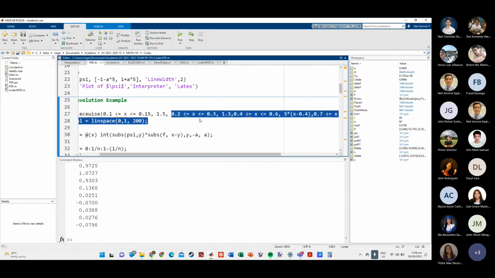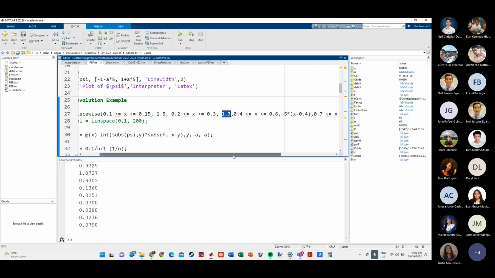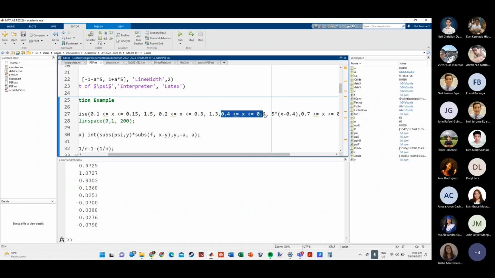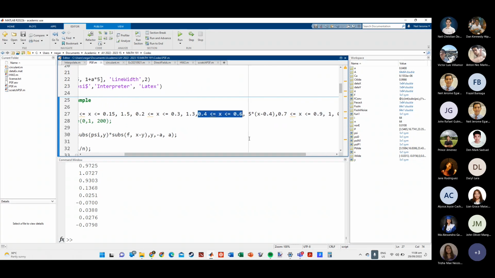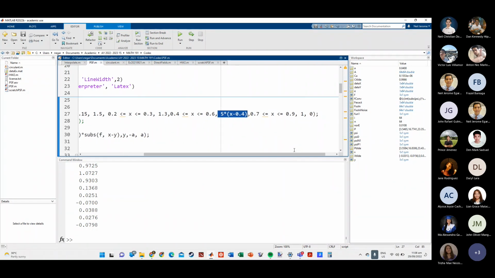From 0.2 to 0.3, constant ang value niya na 1.3. From 0.4 to 0.6, ang value niya ay linear. Ito yung side ng triangle, yung hypotenuse ng triangle dun sa graph. Ang equation ay 5 times x minus 0.4. And then from 0.7 until 0.9, 1 yung value ni f. And then outside of those intervals, 0 na yung value niya by default. So ito yung piecewise function f na ginamit natin.